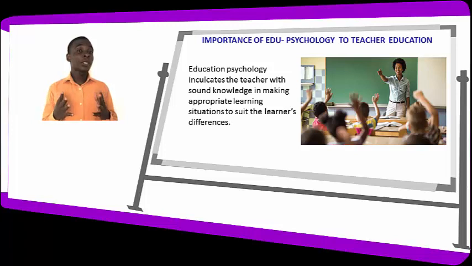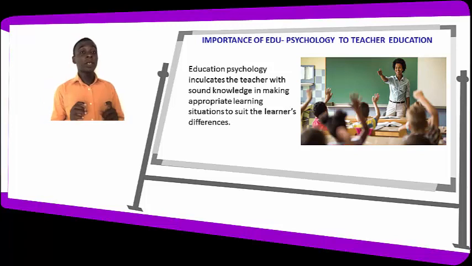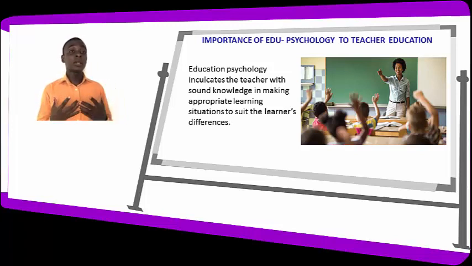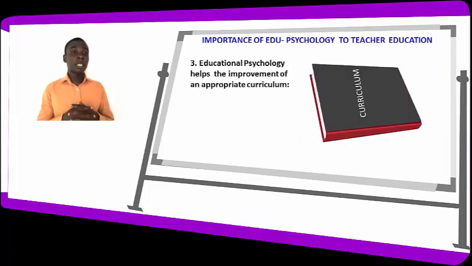Let's take for example that you have some learners that have a low intelligence quotient and some other learners that can assimilate very fast. You could detect and say, oh, these people can really assimilate fast while these other people cannot. So you could devise a different means of teaching those that cannot assimilate faster so that you have a better class. Number three, educational psychology helps the improvement of an appropriate curriculum.